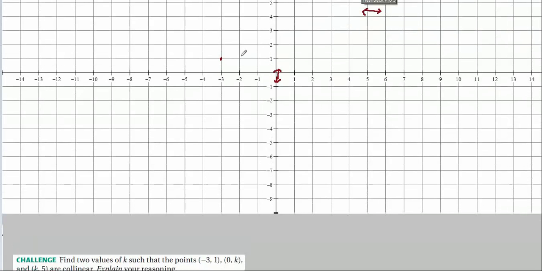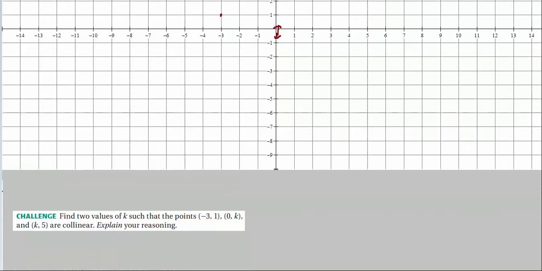So we have 1 point here. We have a point that's going to have a 0 on it and a k up here somewhere. Now we have a point that's a 5 here, but it could be anywhere along here. Seems a little confusing, doesn't it? Well, let's see what algebra will do for us.